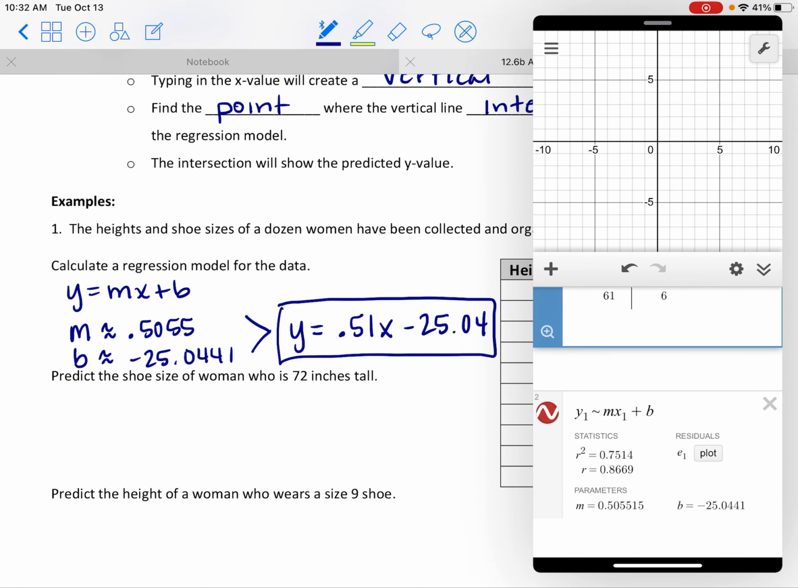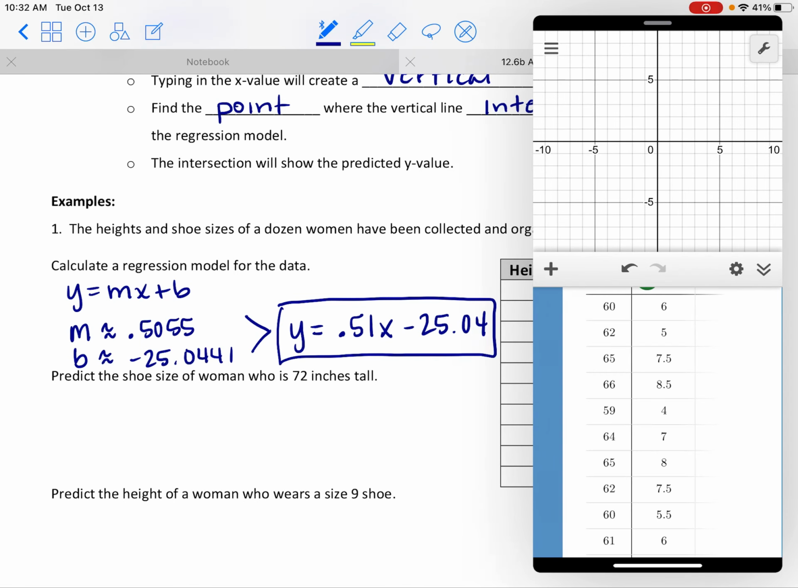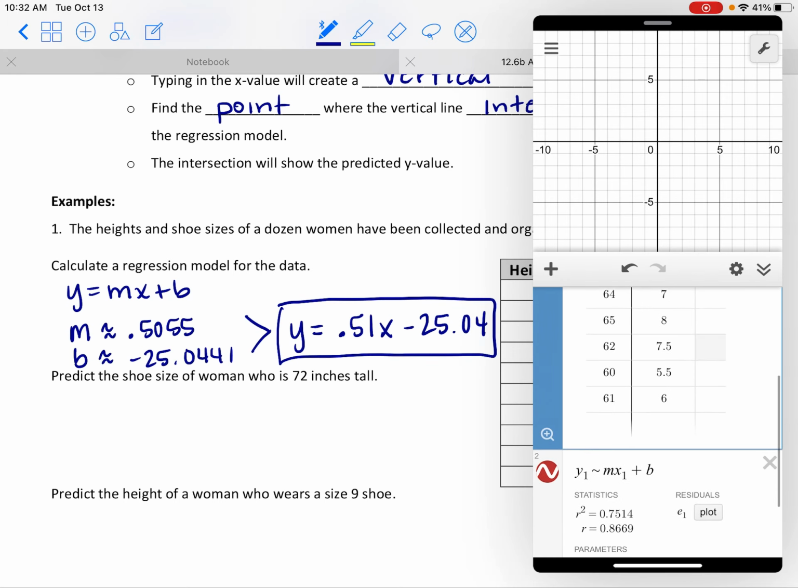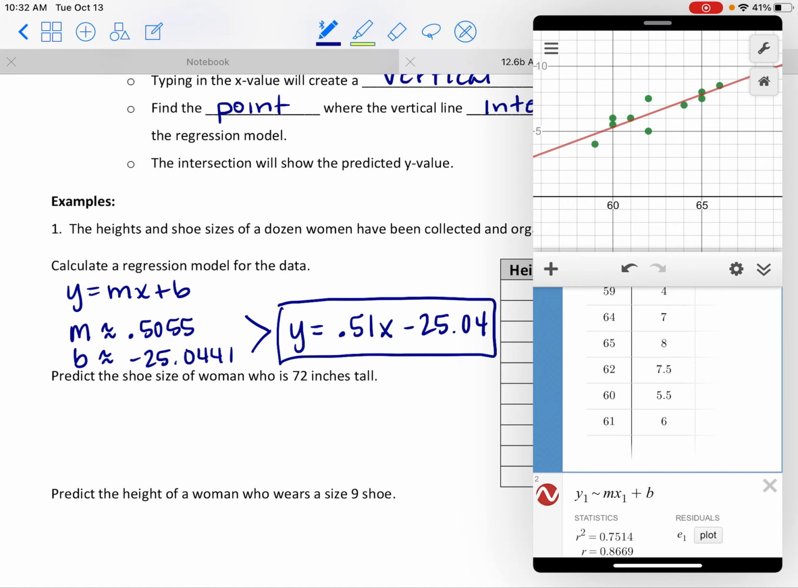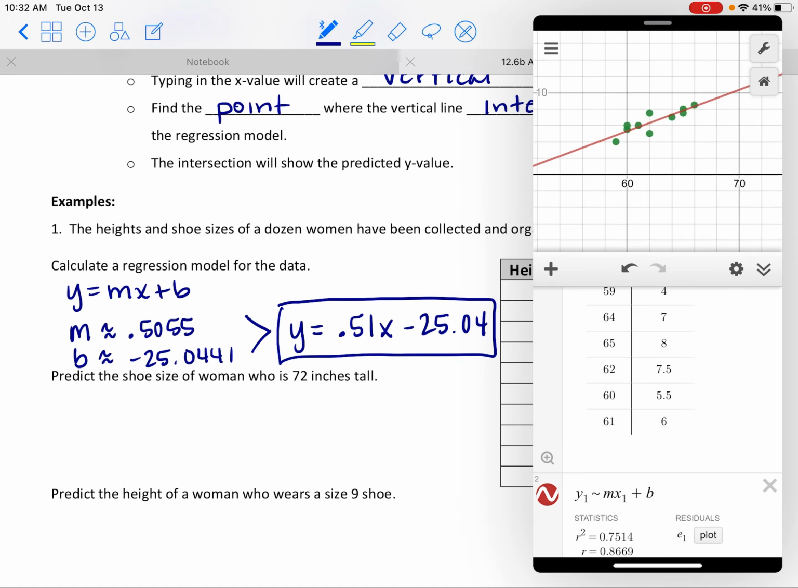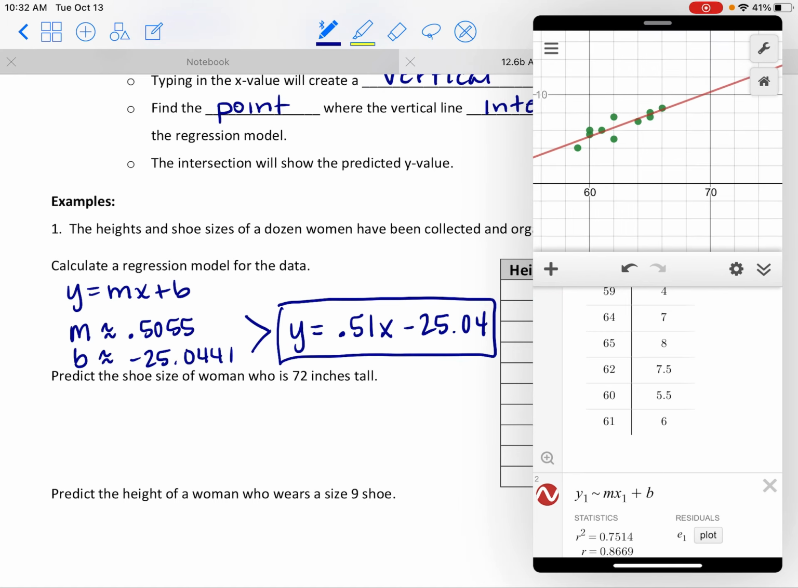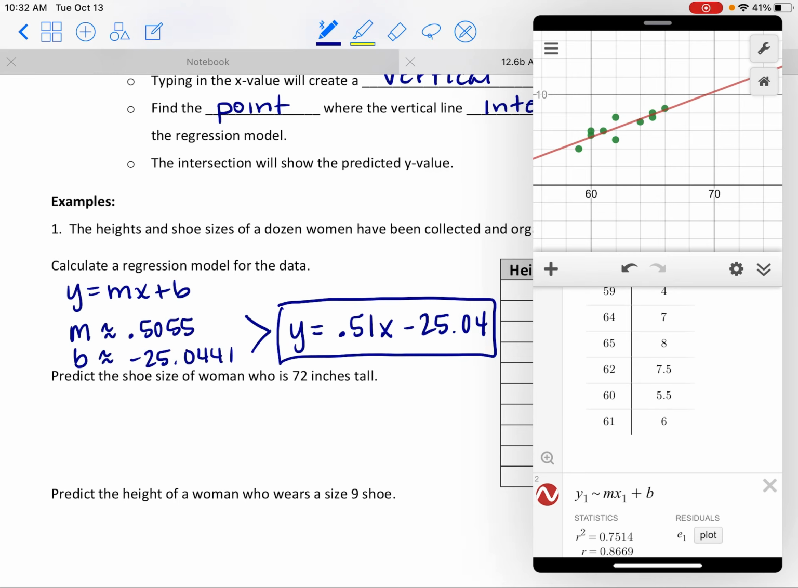So I forgot here, but I'm going to hit my zoom fit button so I can actually see. There we go. Use my zoom fit button so I can actually see my data and I can see my regression model in there, and then it's pretty closely fitting that data.